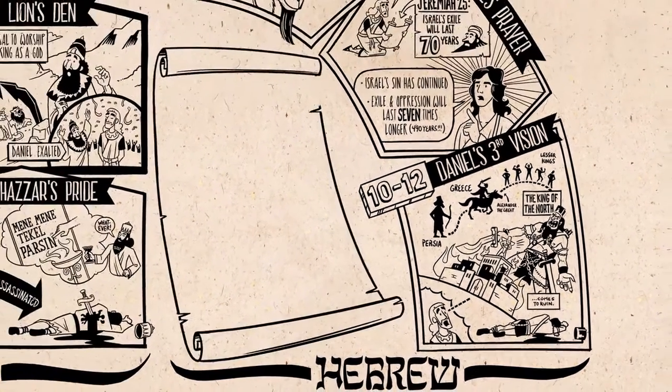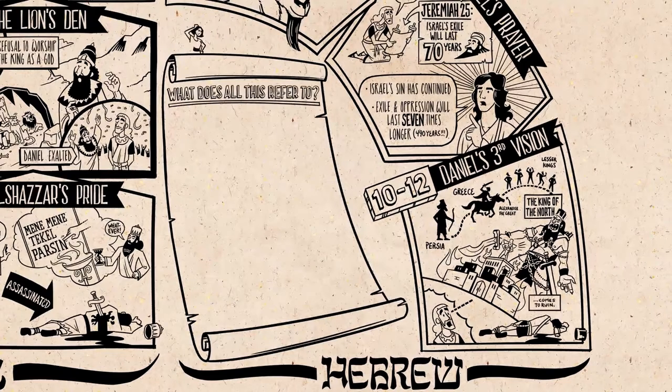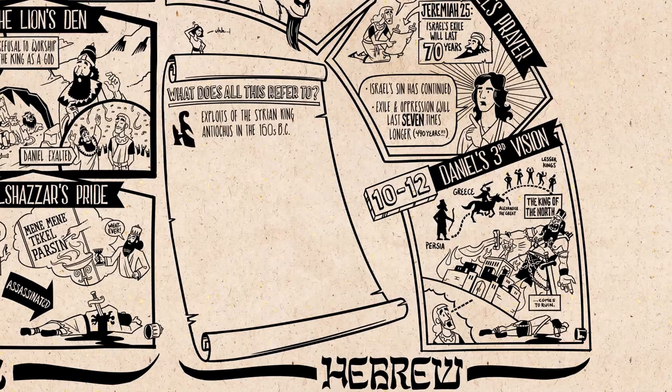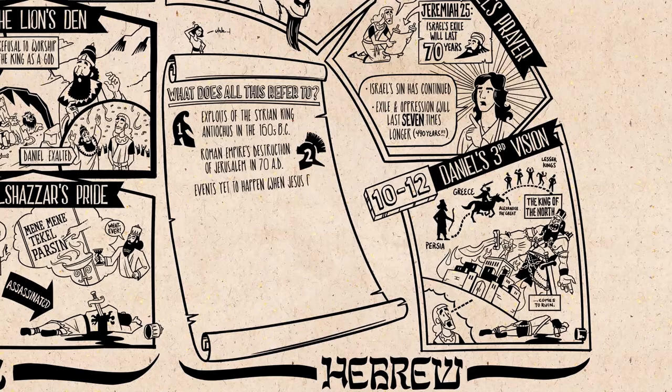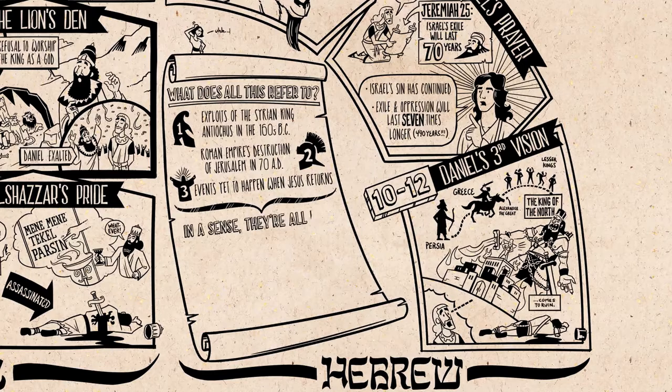Now, there's been endless debate about what all of these visions refer to. Many see a clear connection to the exploits of the Syrian king Antiochus in the 160s BC. He killed many faithful Jews in Jerusalem and set up idols in the temple. Others think it points forward to the Roman Empire's role in the execution of Jesus and the destruction of Jerusalem and the temple in AD 70. And still others think it will be fulfilled in future events that have yet to happen when Jesus will return. Now the problem is that the symbols and the numbers, they don't quite match any of these views perfectly. But it opens up the possibility that in a sense, they are all right.